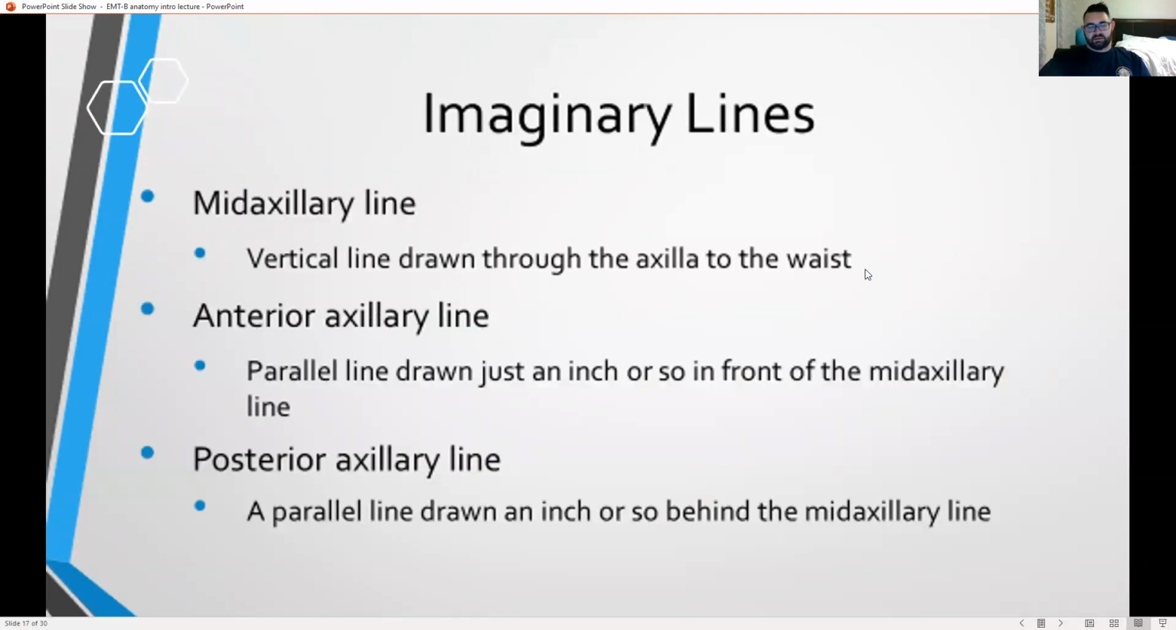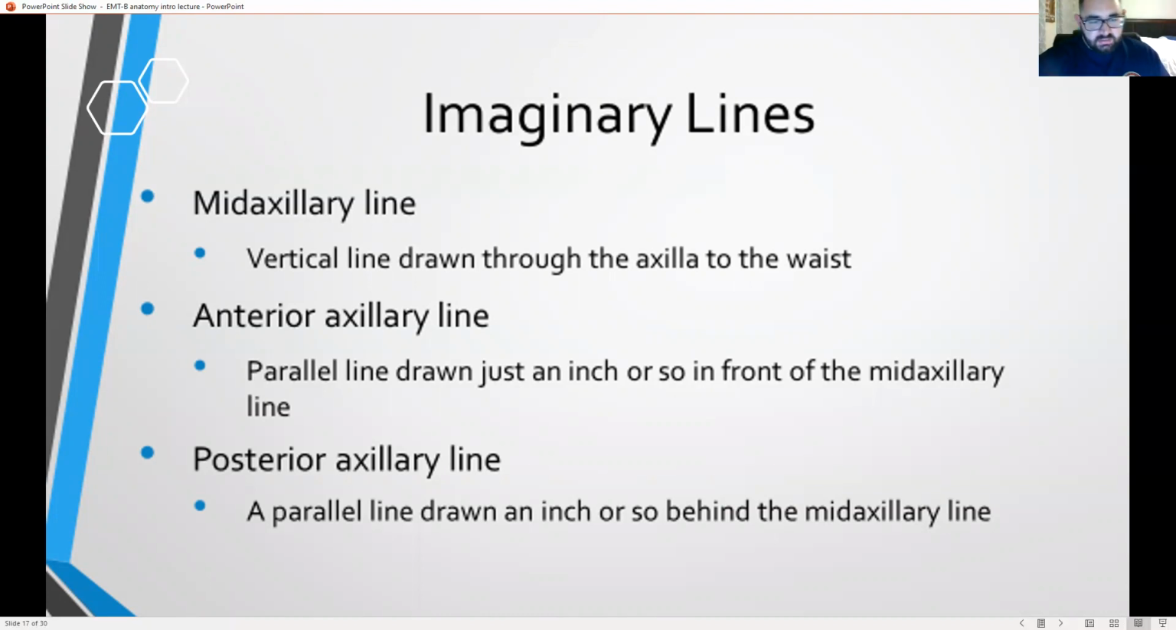All right, mid-axillary. So that is a vertical line through the axilla to the waist. Your axilla, the armpit. The armpits. You ever heard of somebody taking like an axillary temperature? So they take it underneath the armpits. So that'd be over here. All right, so mid-axillary is right down here, going right there.